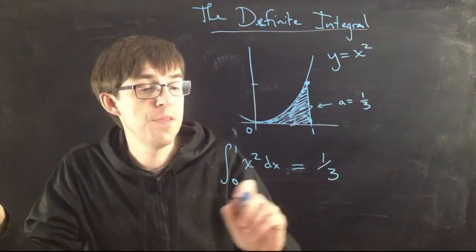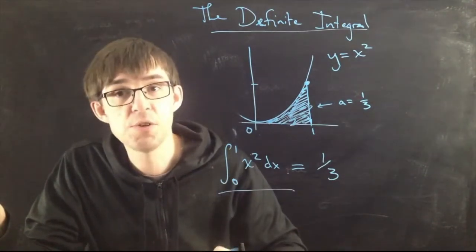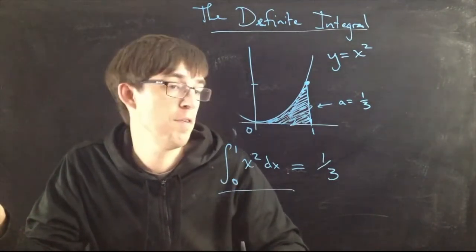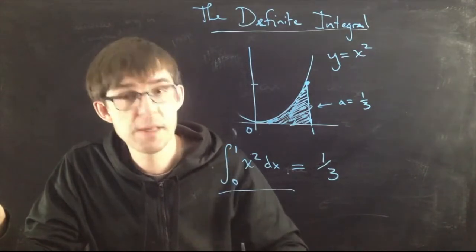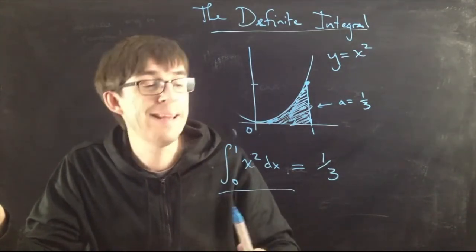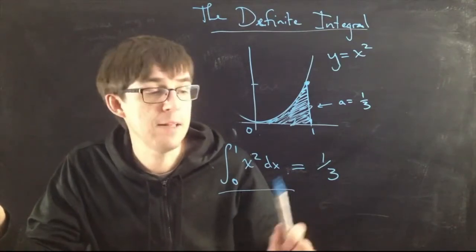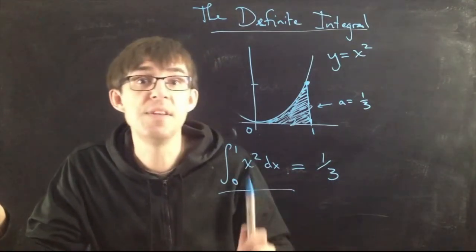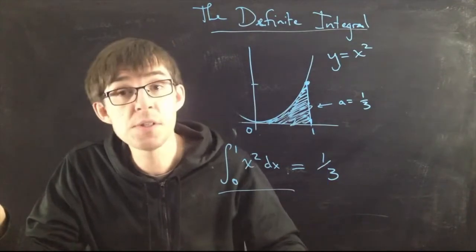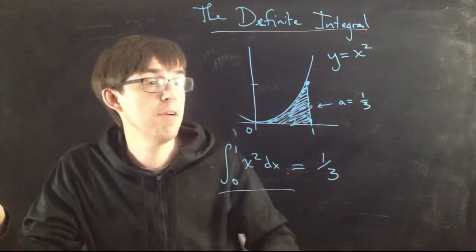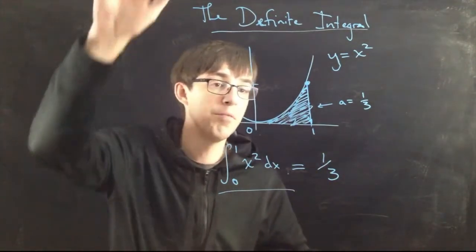All right, so this is called the definite integral. It means the area under the curve between these two x values of this function. And the answer is a number. Very different from the indefinite integral, whose answer is a function with a plus c. The definite integral, the answer is just a number, which represents the area of this shaded region right there.